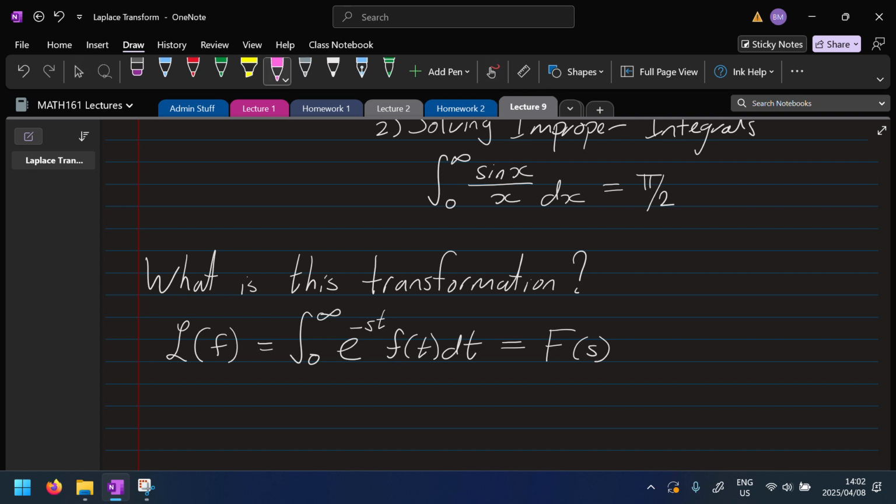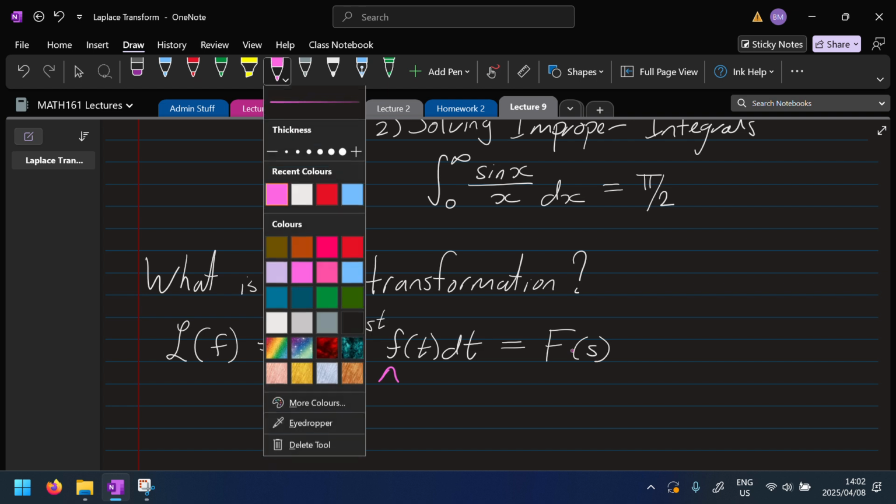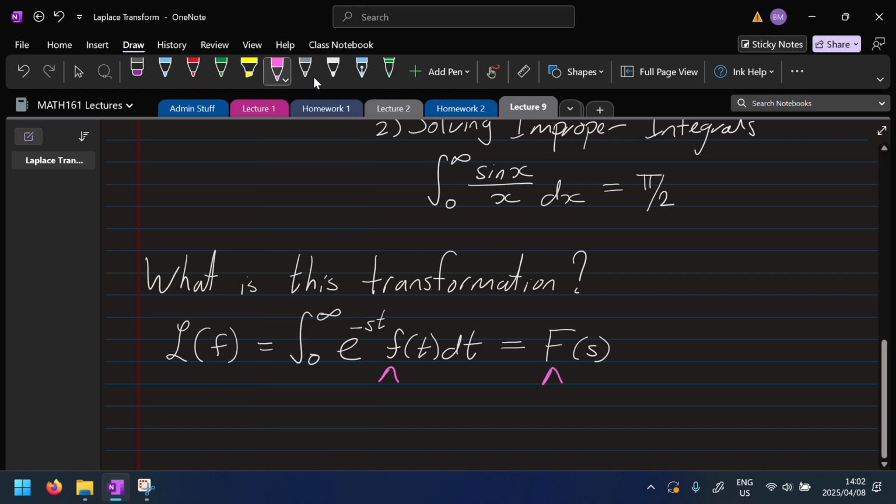So if the given function is a lowercase f, then the transform is usually given by a capital F. And then the variable t that's given here is converted into the variable s. Usually t is for time, and s is for frequency. So those are for specific examples. For example, in physics, you're looking at time and frequency, or in circuits, you've got some alternating current in time and it has some frequency. We can use the Laplace transform to study those problems.